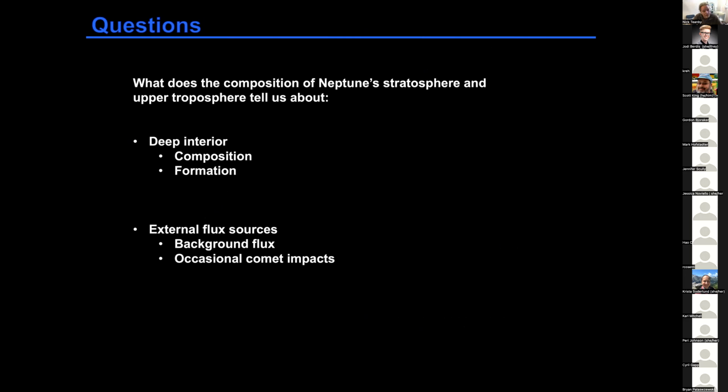So if we can observe the stratosphere and the troposphere, what does that actually tell us about the deep interior? Can we tell anything about the deep interior composition? Can we infer anything about the formation of Neptune? And as well, can we tell anything about the external fluxes? Have we got any comets impacting the planet recently? What kind of background of interplanetary dust particles are hitting the top of the atmosphere? So we can constrain some of these things by making observations of the composition and chemistry.